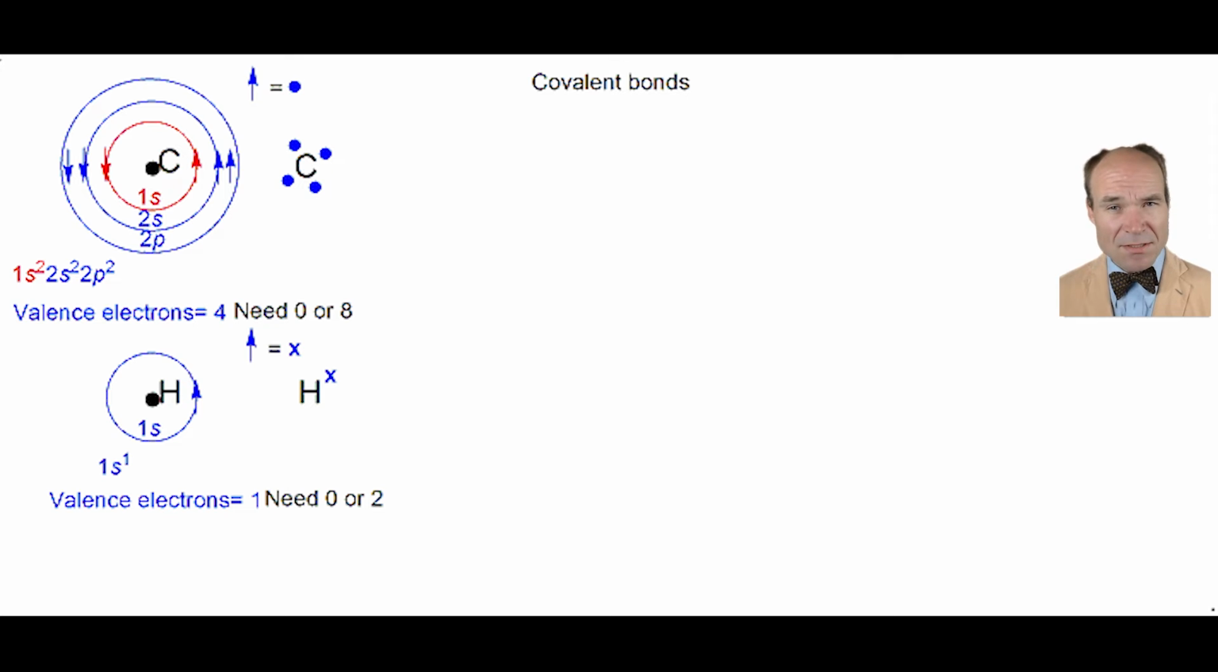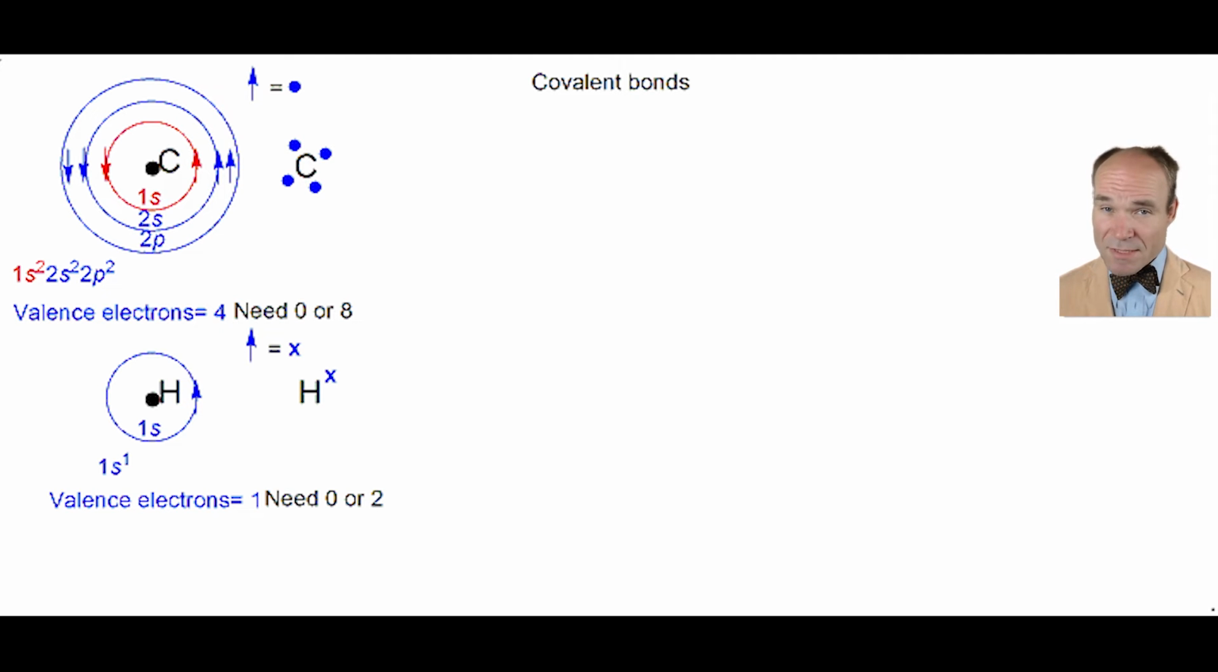You don't have to associate X always with hydrogen valence electrons, nor the dot with carbon valence electrons. But we want different symbols with different atoms so we can see where the electrons originally came from.